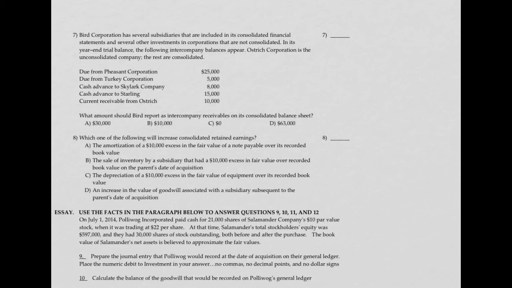And finally, number 8, which of the following will increase consolidated retained earnings? The answer here, let's see what it is. We've got choices: the amortization of a $10,000 excess in the fair value of a note payable over its recorded book value. All right, so this question was a little forward-looking, and I'm going to just tell you that this particular type of question with the note, answer is A, and the reason for A being the answer has not been explained in class, so this is not going to be part of your quiz, and therefore we don't have to go through the rationalization. That'll be part of a classroom discussion coming up this week.